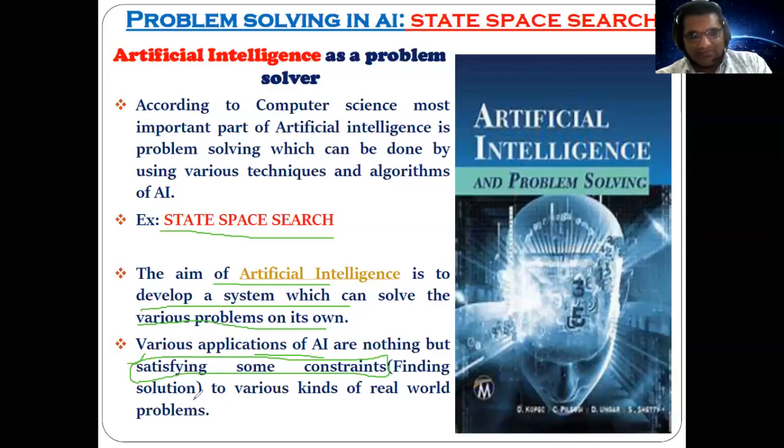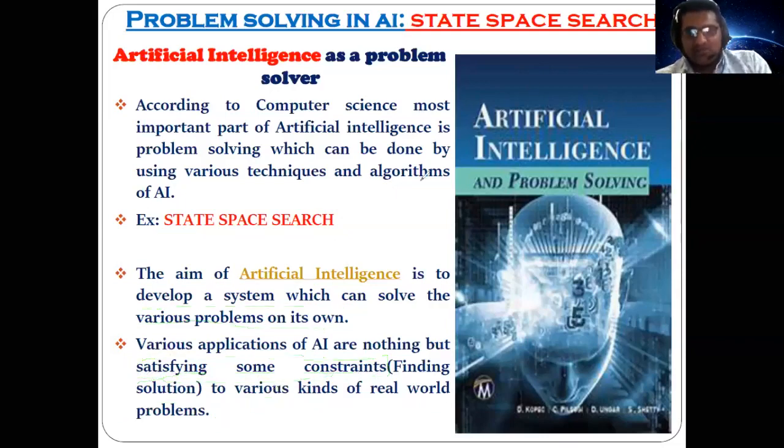And that satisfying of a condition makes the AI find the solution for real world problems. For example, take the example of a chess game, an AI player for playing chess. Now, what are the constraints there? The constraints are nothing but that the AI player should know the rules of how to play the chess game. Am I right? Yes. If that AI player knows how to play the chess game, then you can say that the AI player is satisfying some constraint. Am I right?